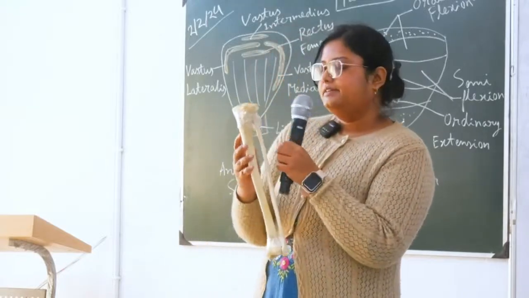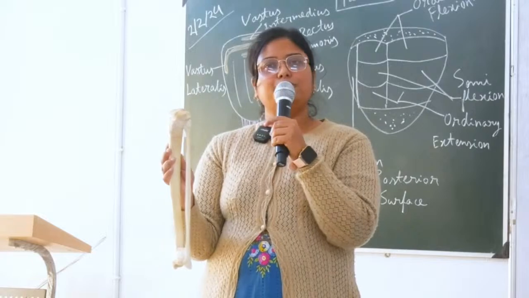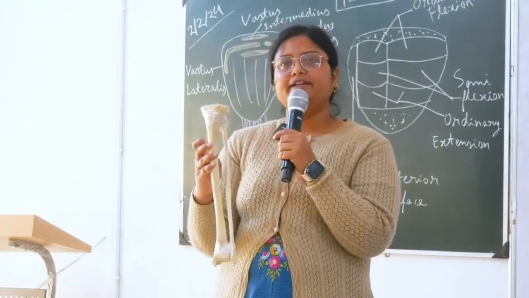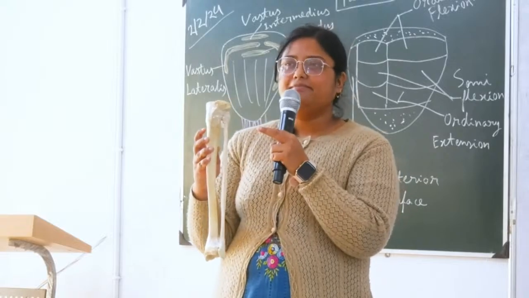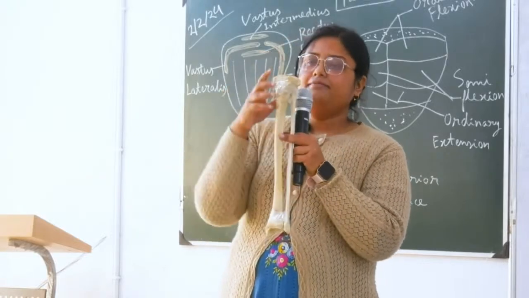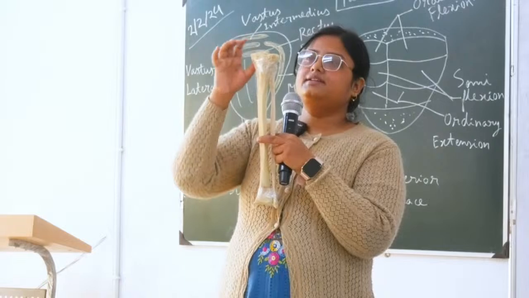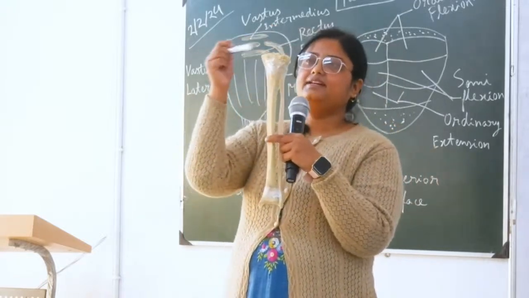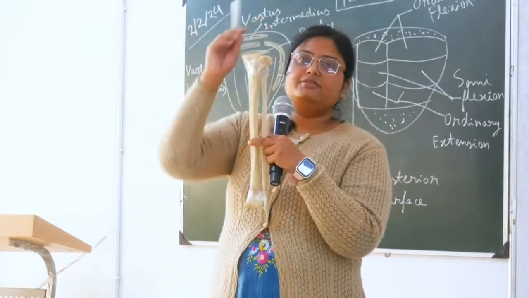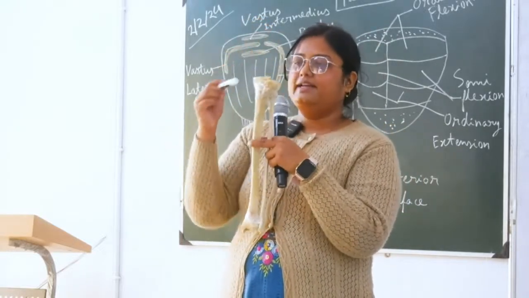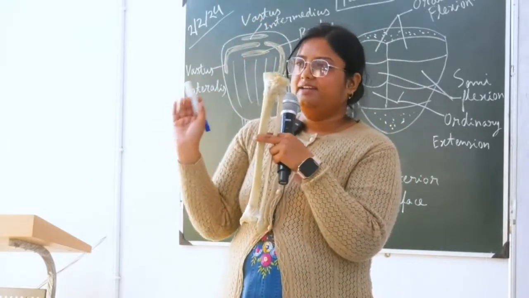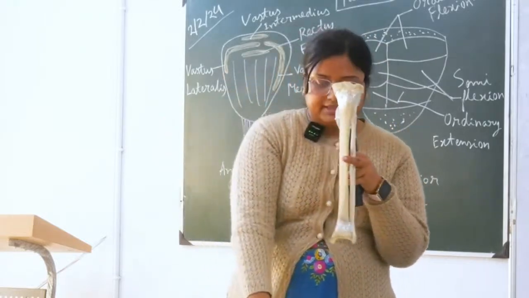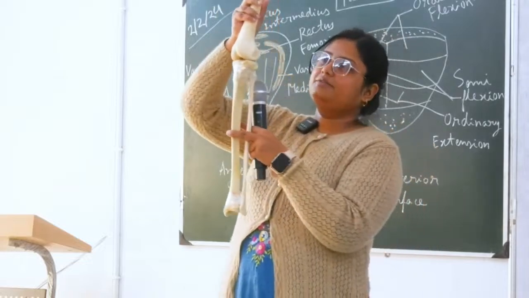Tibia is a long bone, so it has two ends and one shaft: upper end, lower end, and the mid part is the shaft. Upper end has two condyles. Here is the medial condyle, here is the lateral condyle, and in between the condyles there is the intercondylar area. These two condyles articulate with the condyles of the femur.